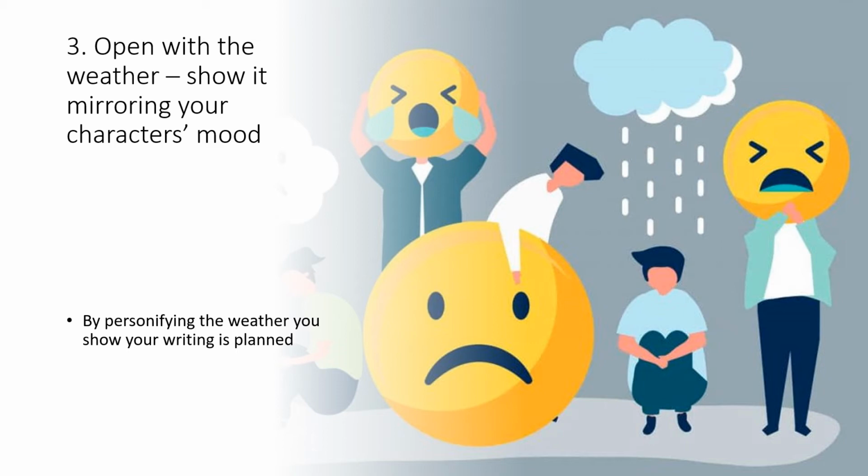Think about the idea that rain signals sadness, the idea that grey clouds might signal anxiety, the idea that excitement may well be sunshine, and anger might be thunder and lightning. By personifying this, as well as just describing it, you're offering in some way the idea that this reflects the mood and atmosphere you're creating in the writing.